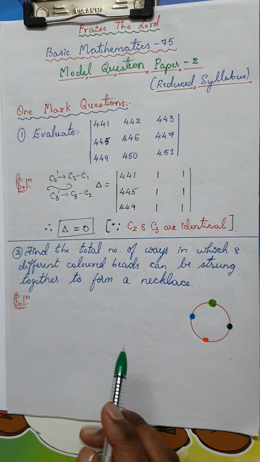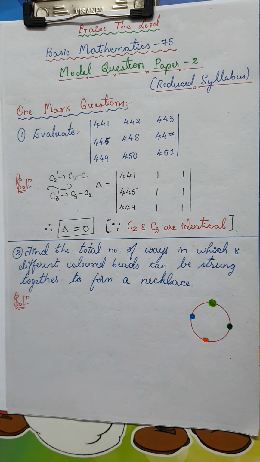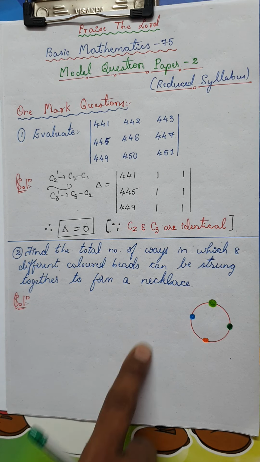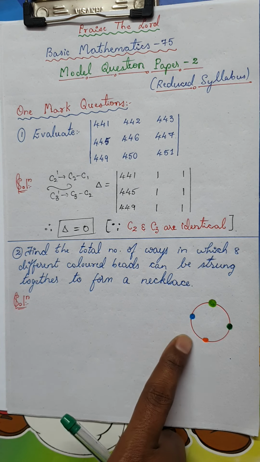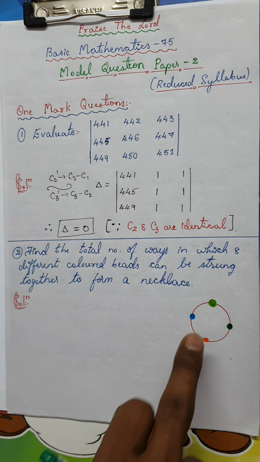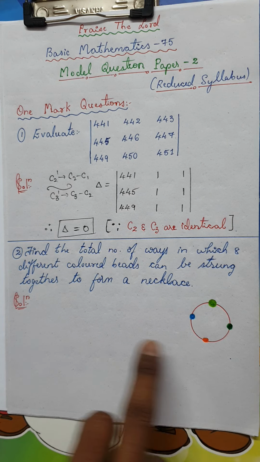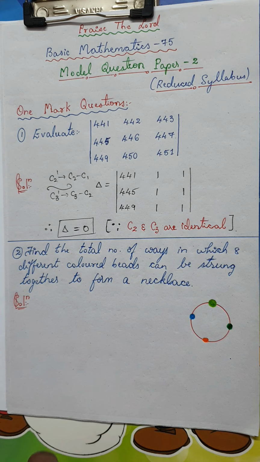n minus 1 factorial by 2. If it is distinguishable, then it is n minus 1 factorial. Remember, the circular permutation is n minus 1 factorial if clockwise and anti-clockwise are distinguishable. Think about people sitting around a table: person A is different from person B, so they are distinguishable. But here, the colored beads are not distinguishable, so the number of circular permutations would be n minus 1 factorial by 2. This much explanation is needed, but for the examination, you can directly write the answer.